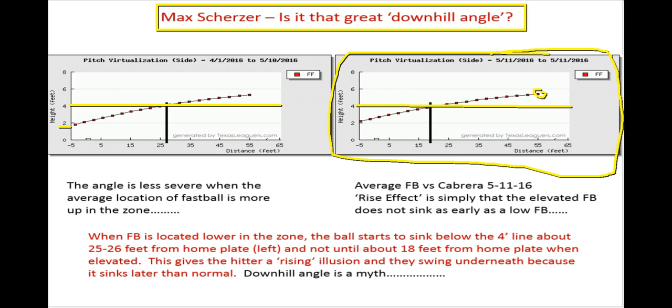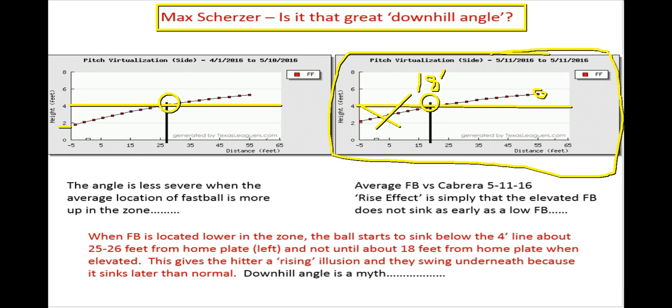Okay, so we're not talking about a big difference. We're just talking about the average fastball that was thrown. And where it crossed that 4-foot line was at about 17 or 18 feet in the higher example to Cabrera. Normally, it crosses around 26, 27 feet. So we're talking about 9 or 10 feet of difference. But really what we're talking about is the 18-foot line is how long it takes him to swing the bat.